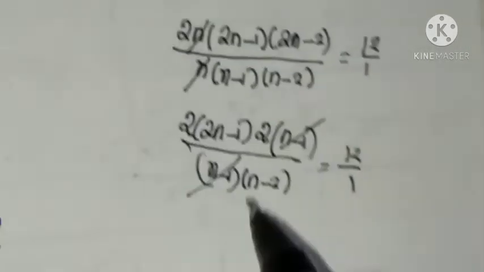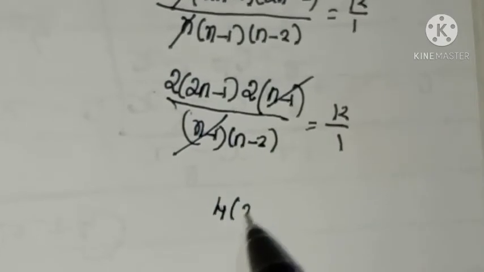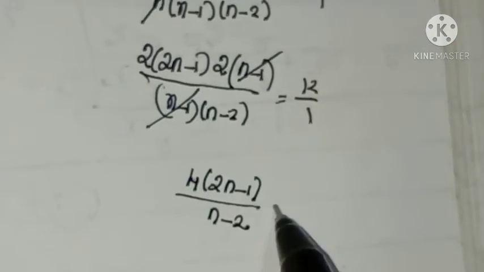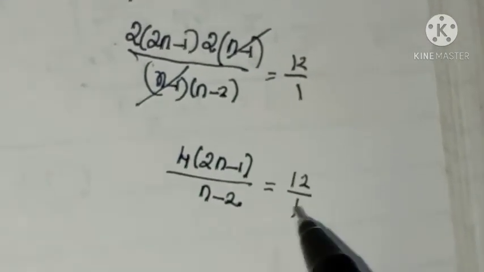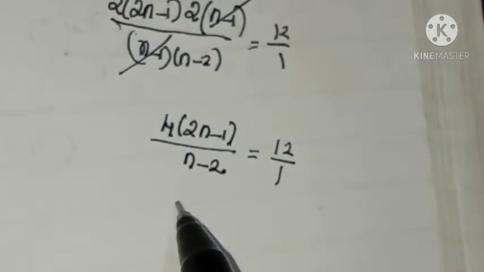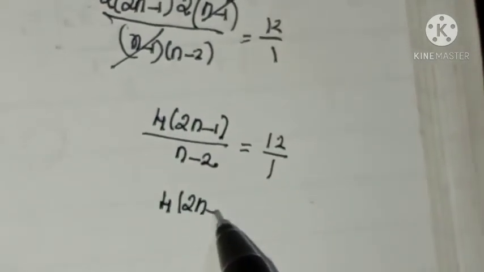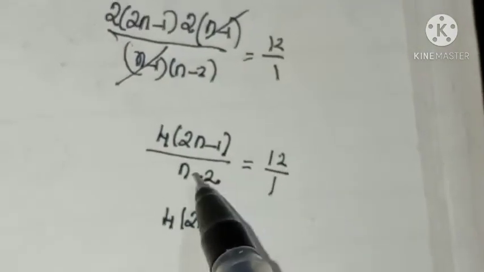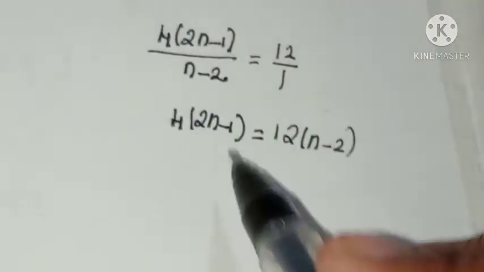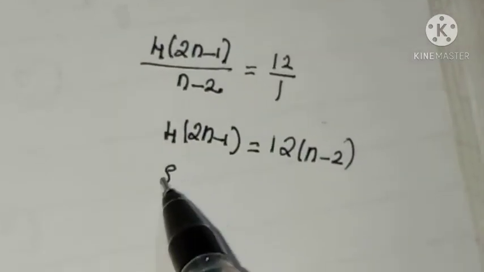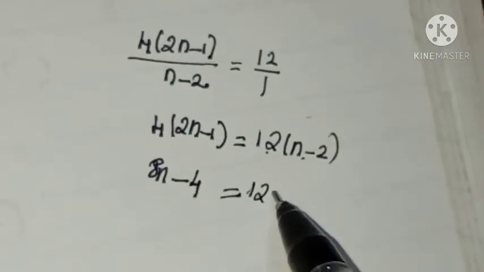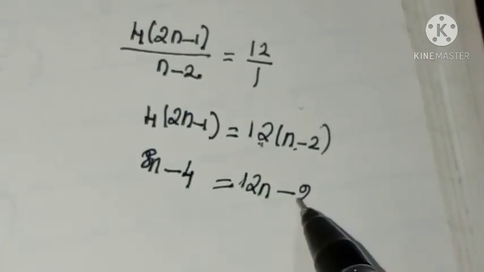Now 2 into 2, 4. So 4 into 2n minus 1 by n minus 2 is equal to 12 by 1. Now cross multiply. 4 into 2n minus 1 into 1, that is 4 into 2n minus 1 is equal to 12 into n minus 2. Okay. Now open the bracket. 4 into 2n, 8n. 4 into 1, 4. 12 into n, 12n. Minus 12 into 2, 24.